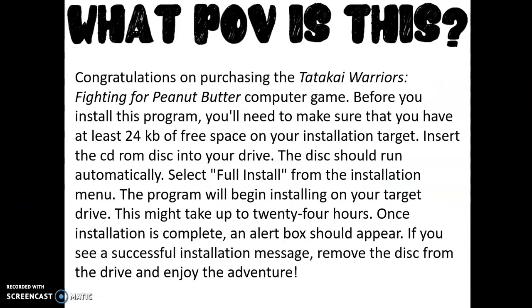For this example, congratulations on purchasing the Tatakai Warriors Fighting for Peanut Butter computer game. Before you install this program, you'll need to make sure that you have at least 24 KB of free space on your installation target. Insert the CD-ROM disk into your drive. The disk should run automatically. Select Full Install from the installation menu. The program will begin installing on your target drive. This might take up to 24 hours. Once installation is complete, an alert box should appear. If you see a successful installation message, remove the disk from the drive and enjoy the venture.